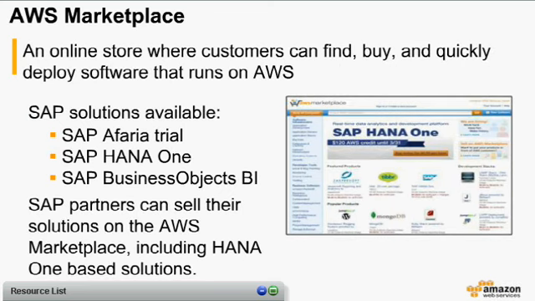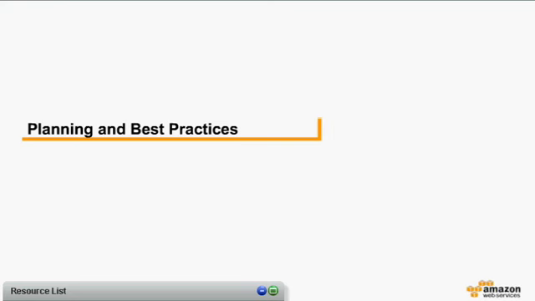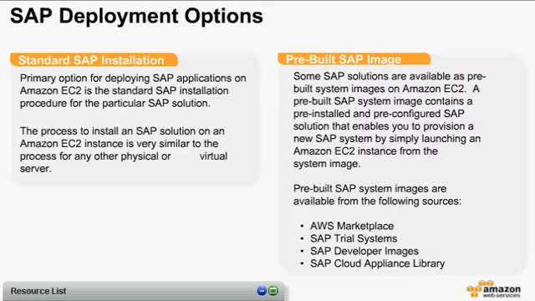So let's talk really quickly about some planning best practices, some things that we've learned along the way. When it comes to deployment options, you've got a couple different options. You can use a pre-built SAP image, like I mentioned previously with the HANA Bring Your Own License edition, or HANA One, or the Business Objects editions available on our Marketplace. There are a number of pre-built SAP images that either we or SAP or other partners can provide. Or you can do an SAP installation on your own.